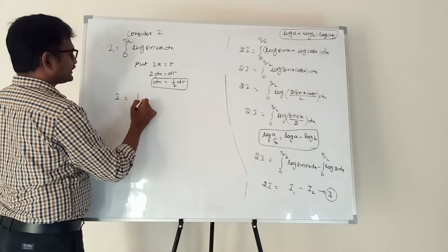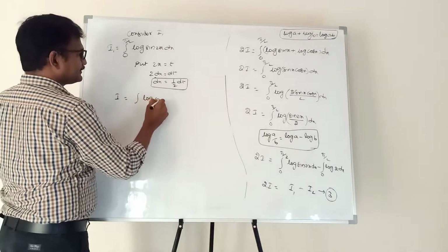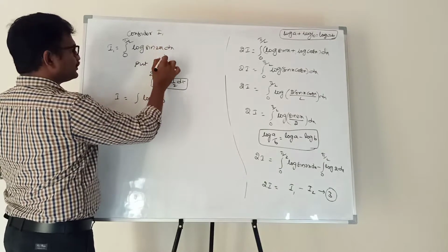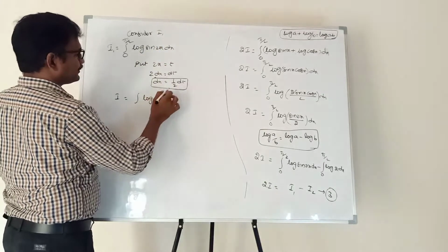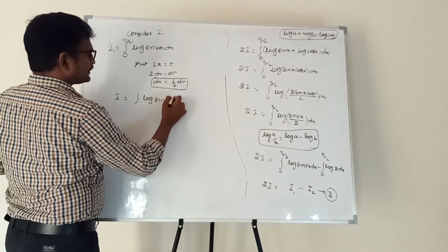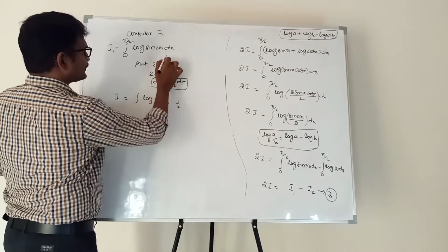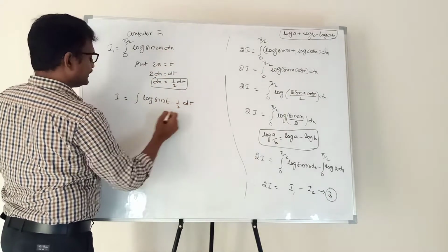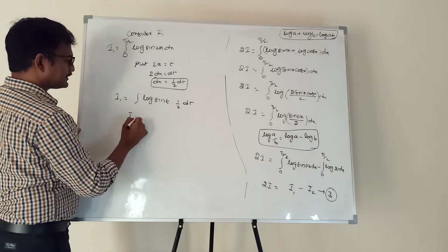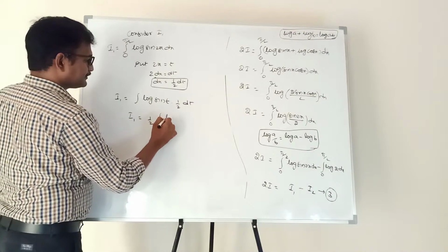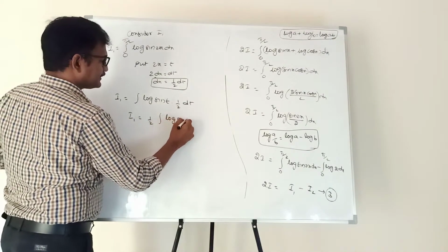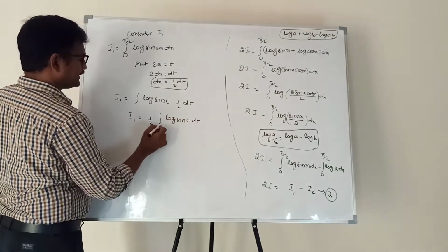Consider a definite integration problem. Log sin 2x. Let 2x be t. Then dx is equal to half into dt. Here this is I1. I1 is equal to half into integral of log sin t dt.